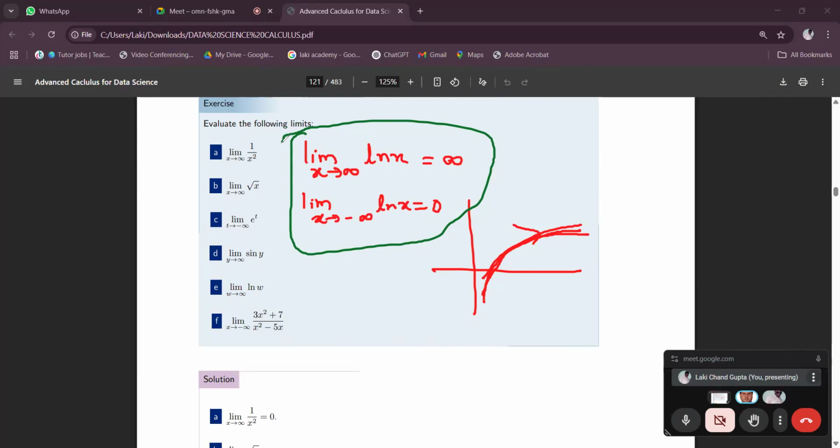Yes, because when you see the graph, you can observe that on increasing the value of x, log x becomes infinity. On decreasing the value of x, log x will approach towards 0. Right?